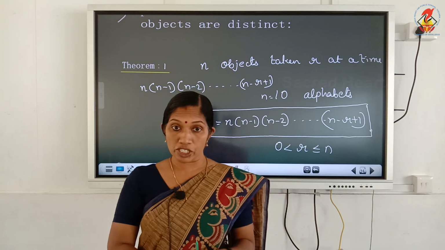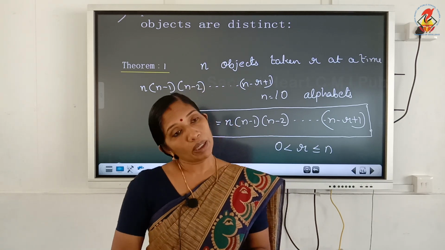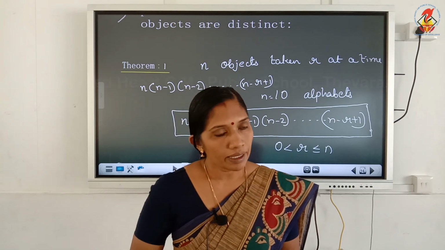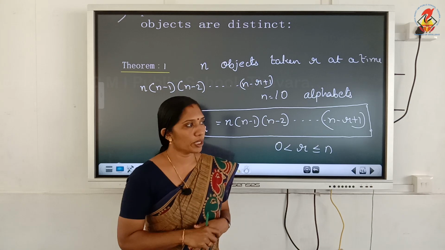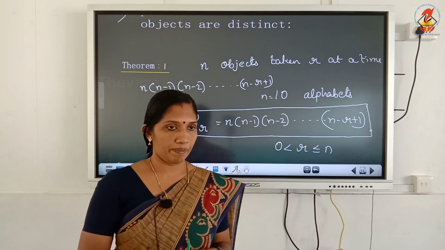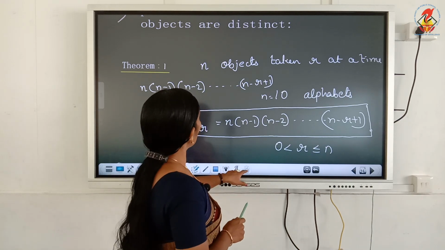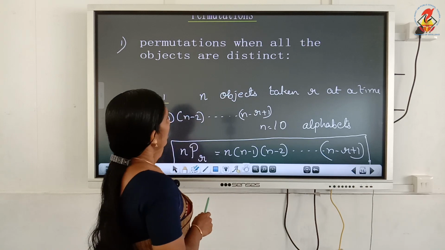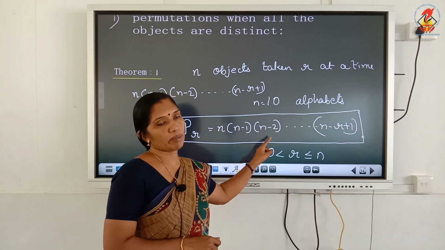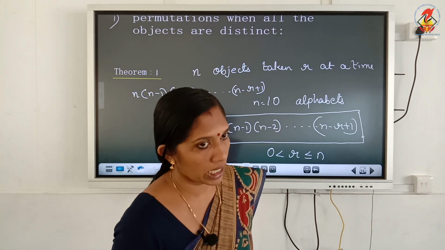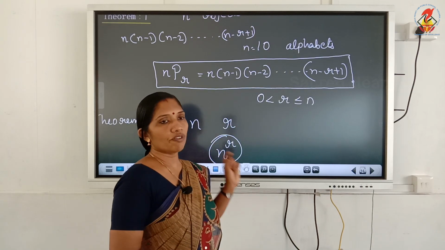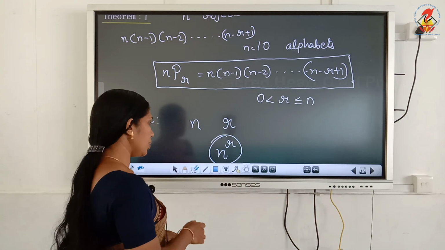So, what do you mean by permutation? Permutation means an arrangement in a definite order of a number of objects taken all or some at a time. The number of permutations of n different objects taken r at a time, if repetition is not allowed, is denoted as nPr and is defined as n into n minus 1, n minus 2 up to n minus r plus 1. If repetition is allowed, it is equal to n raised to r. The condition for r is 0 less than r less than or equal to n.